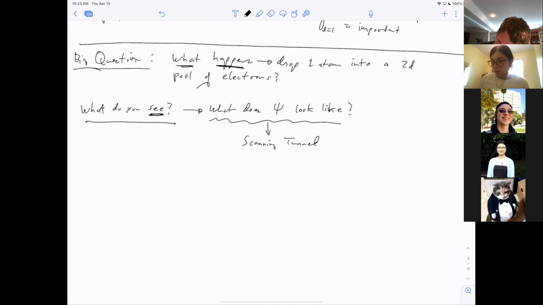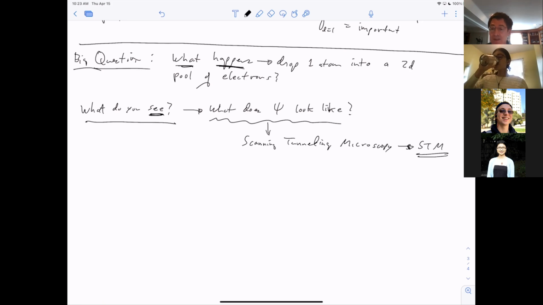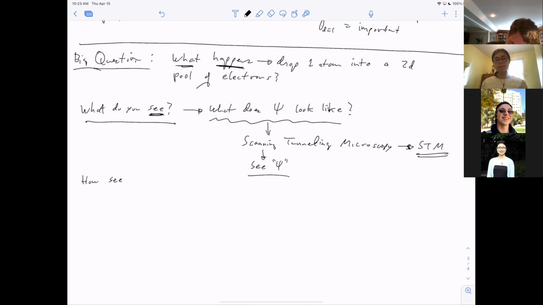So this is a technique that I am an expert at, scanning tunneling microscopy, otherwise known as STM. So this is a technique that allows us to see the wave function and visualize the situation. Okay, and so let's do 2 things. Let's ask ourselves, how does the STM see the wave function? I'll explain that.